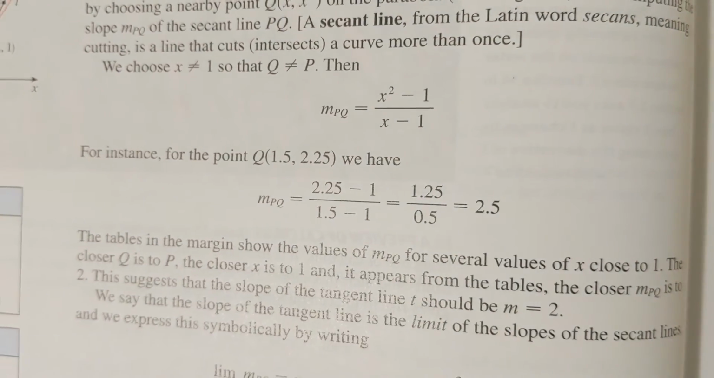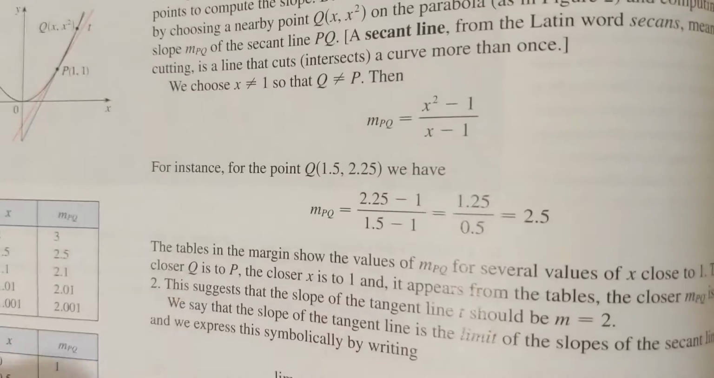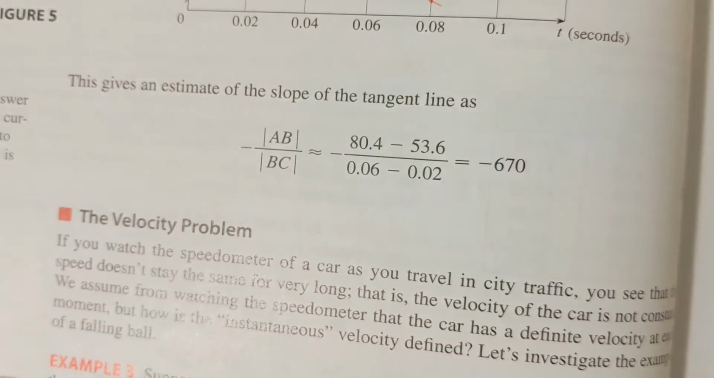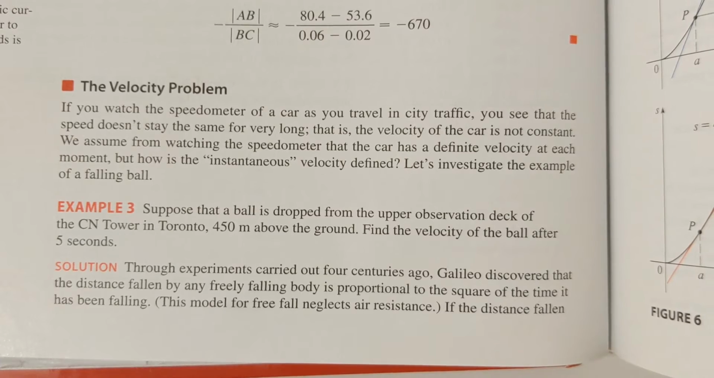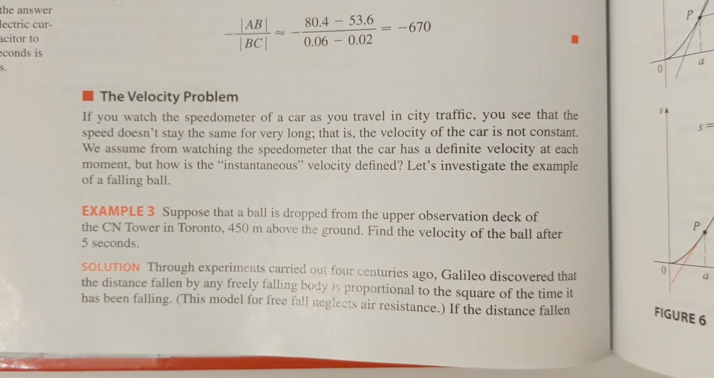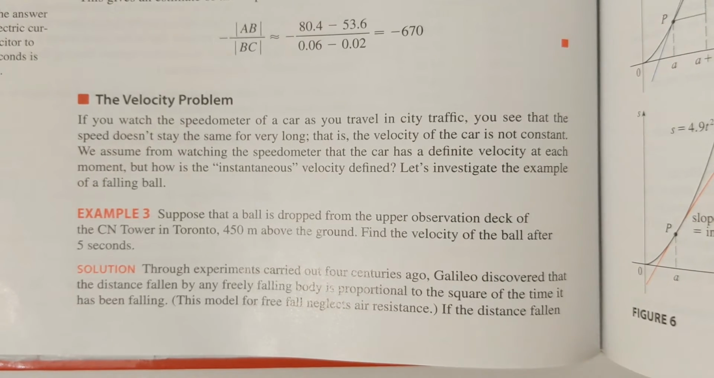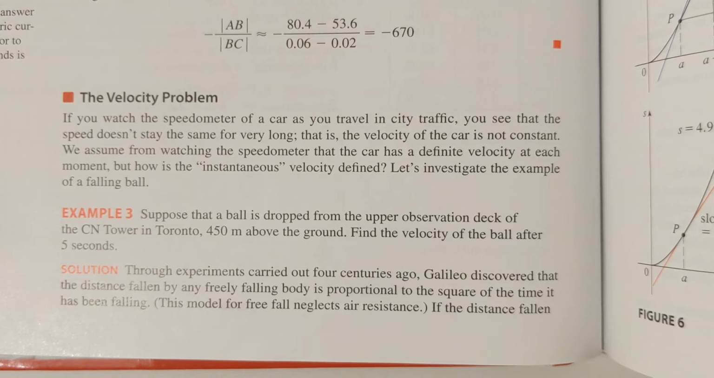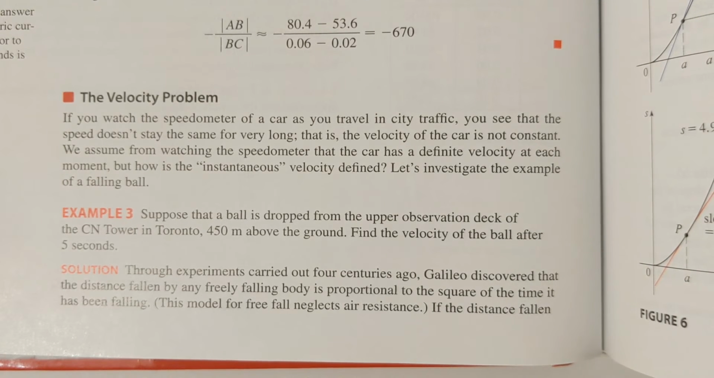I've just gone over that tangent line problem. Okay, and if you go to the next page, here's the velocity problem. That's example 3. Now the velocity of a car, let's say, the speed of a car is changing. If you drive your car somewhere, the speed is going to vary during that route, wherever you're going.